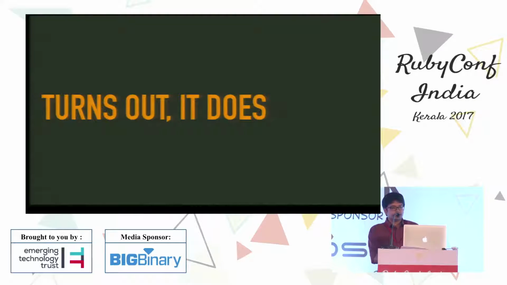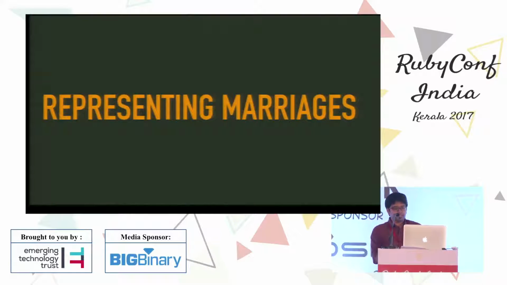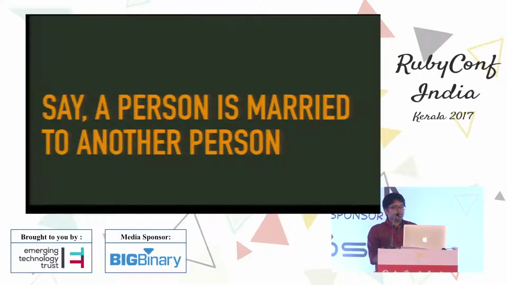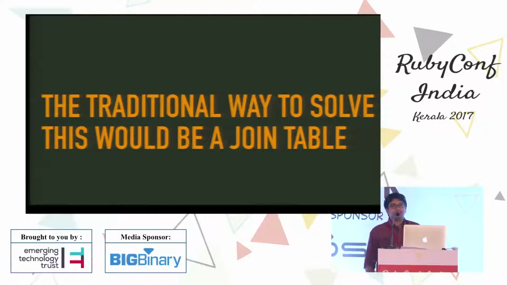So let's get our hands dirty with the first example: symmetrical relationships. So, for example, representing marriages, right? Marriage is a symmetrical relationship. Say a person is married to one person, then by definition, the other person is married to that person. I'm married to my wife, and I sure hope that she's also married to me. Otherwise, that's the problem. So the traditional way to solve this would be a join table.